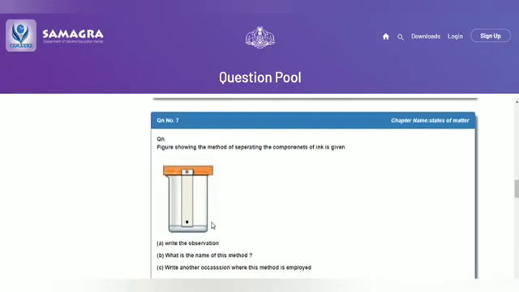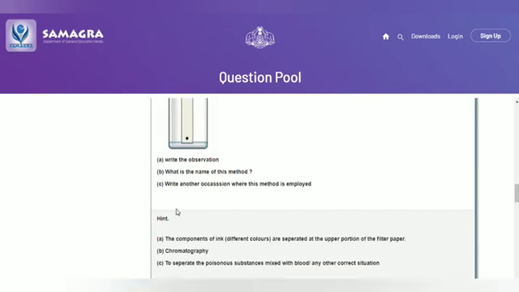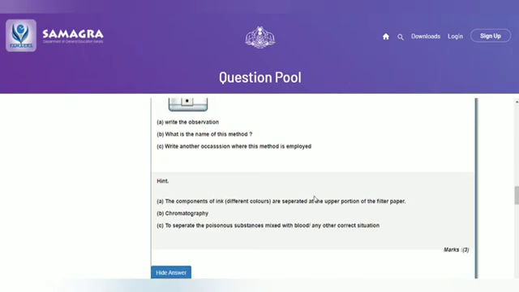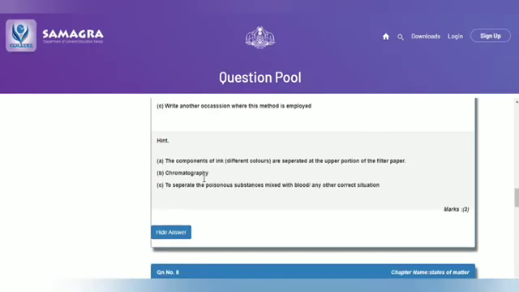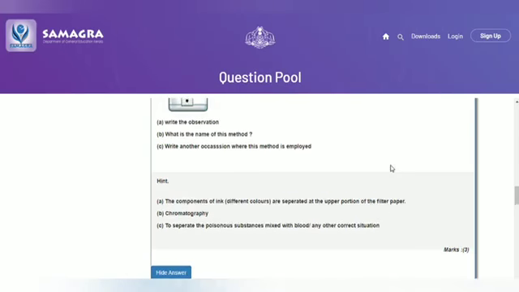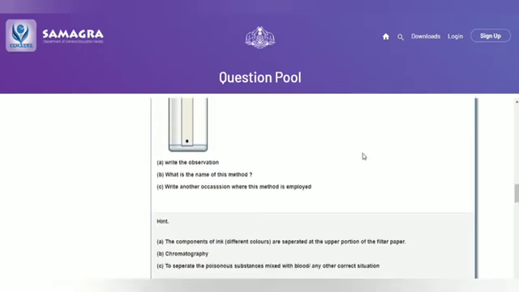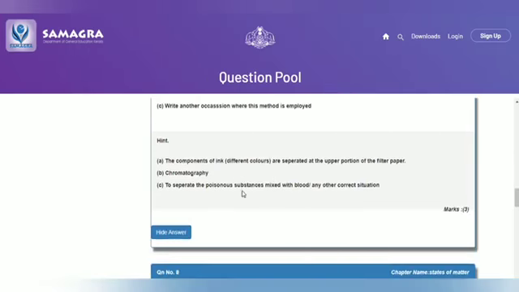This figure shows the method of separating the components of ink. Write the observation. The components of ink are separated at the upper portion of the filter paper. What is the name of this method? Chromatography. Write another occasion where the method is employed: to separate the poisonous substances mixed with the blood, or any other correct situation.